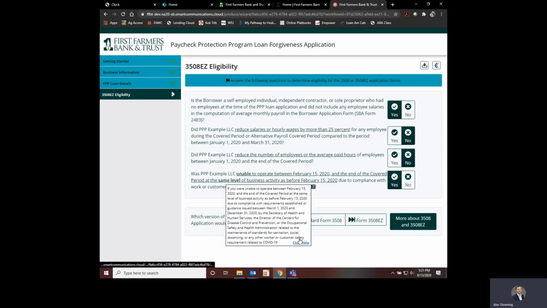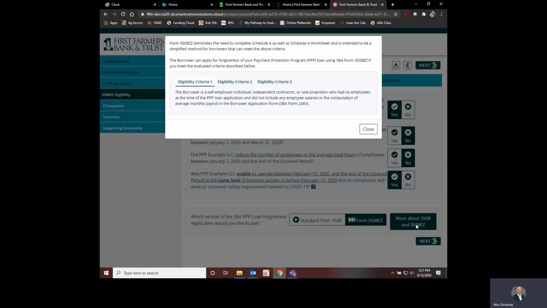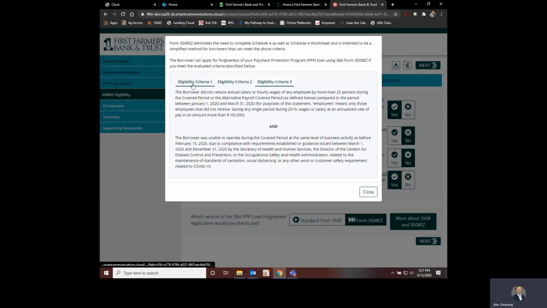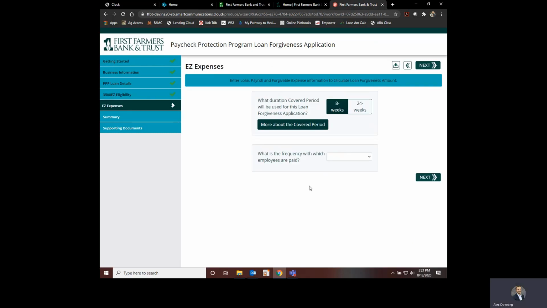Again, here's some more questions and details on this. Again, if you are eligible for Form 3508EZ, you want to click this form and go next. If you have any questions about it, you can go here and look at this eligibility criteria again. But let's go ahead and select next.